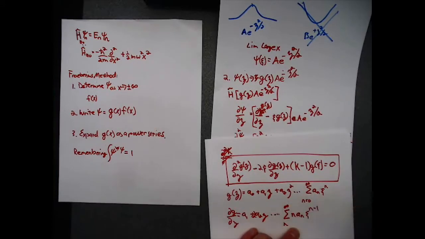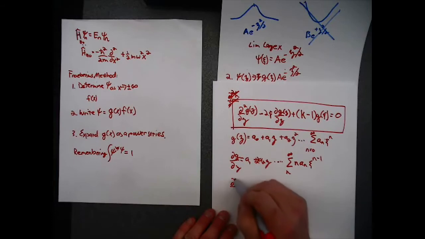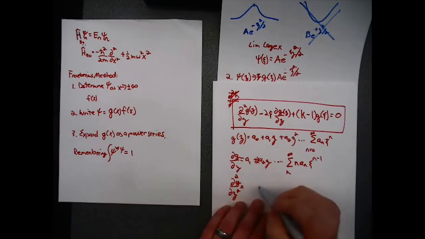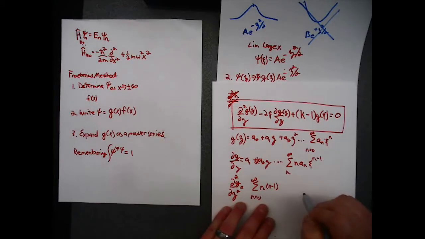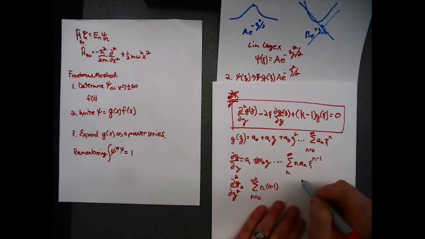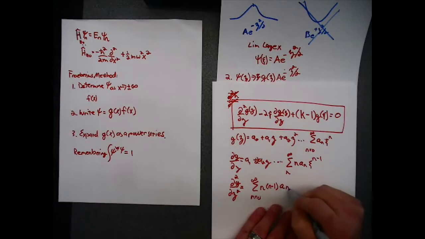Similarly, we can take the second derivative, and that's going to be equal to the sum over n equals 0 to infinity of n times n minus 1 times a sub n times c to the n minus 2. Okay, I'm going to take that second derivative. Sorry about that.